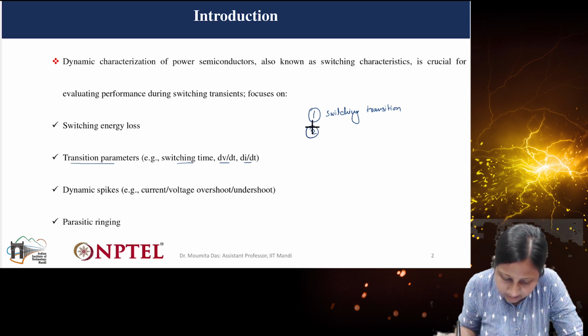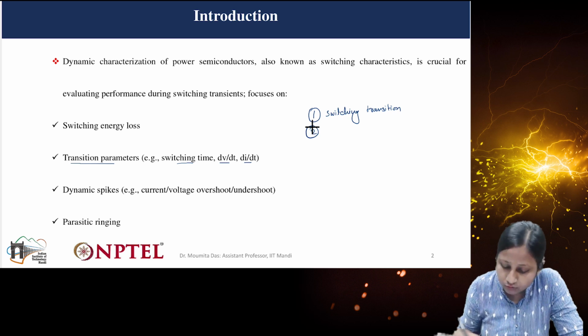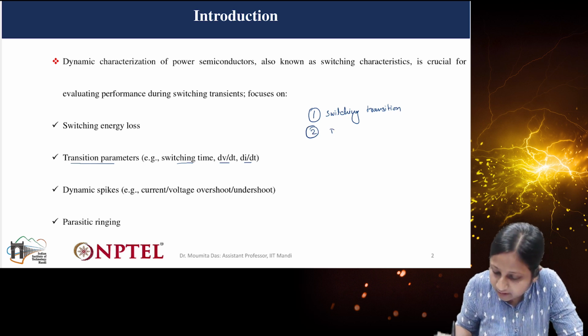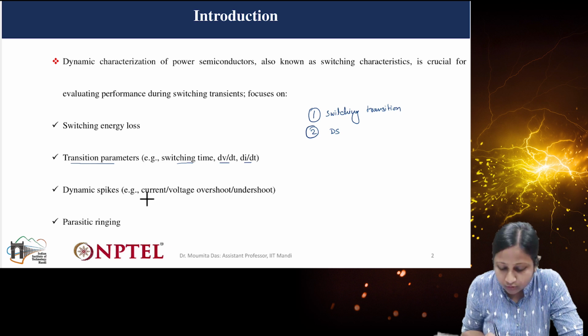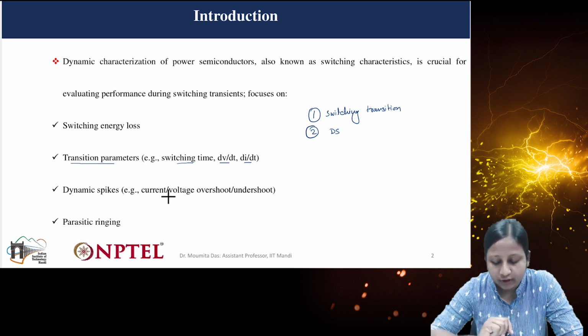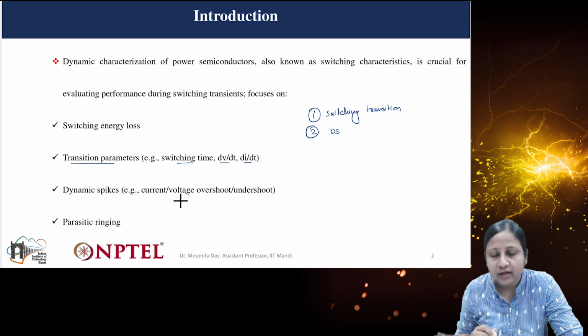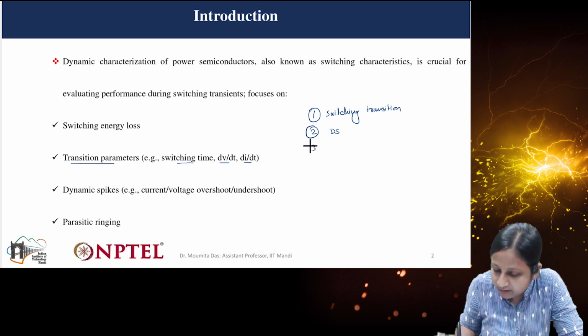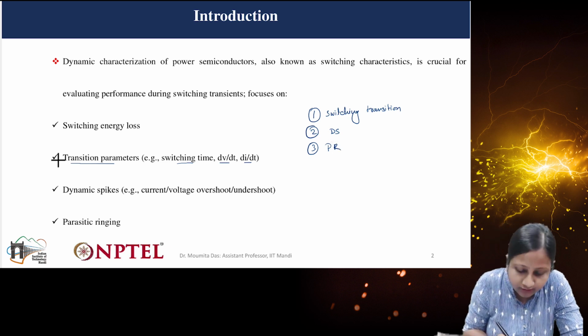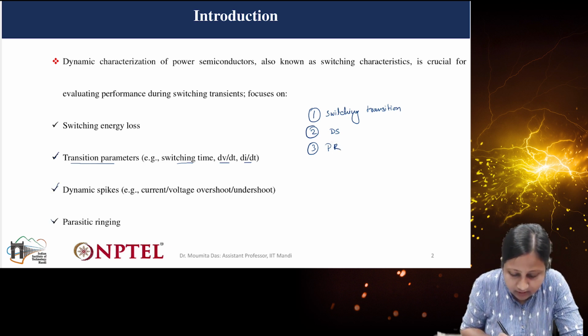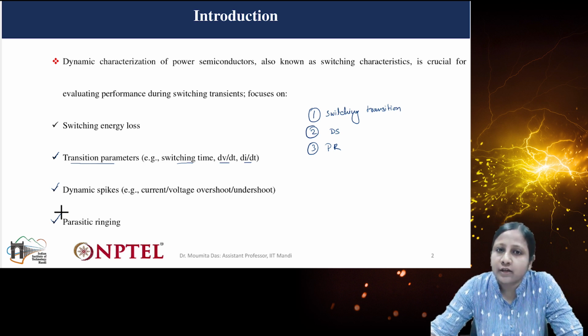The second thing is dynamic spikes, already given here. This has the components of current and voltage overshoot and undershoot. And the third is the parasitic ringing. So these three components come under dynamic characterization. By using the dynamic characterization method, we will be achieving these parameters.